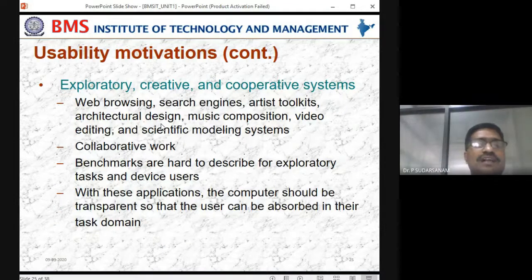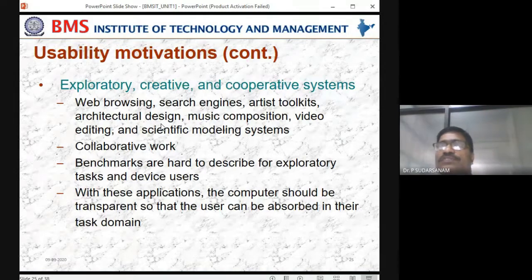Next one, under the usability motivations, is exploratory, creative, and cooperative systems. So these are also important. Cooperative is also important. Suppose you are using any tools, that should be easy to drag and drop. For example, in C programming, with a linked list we feel a bit of difficulty writing the program, either ADA or data structures. If it is Python, what happens?